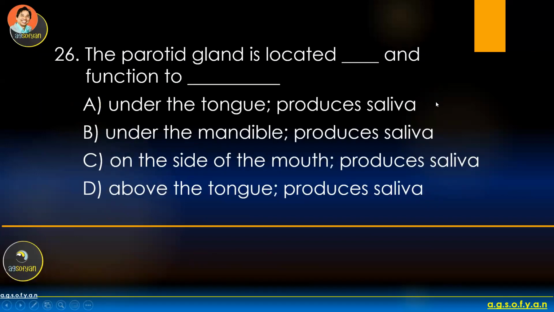The parotid gland is located blank and functions to blank. Choose your answer. The parotid gland, of course, is not under the tongue, so that's incorrect. It is not under the mandible. It is actually located on the side of the mouth, in our cheek, and the function is to produce saliva.